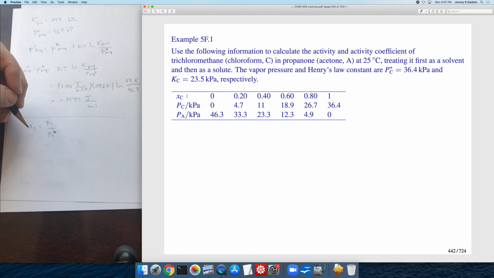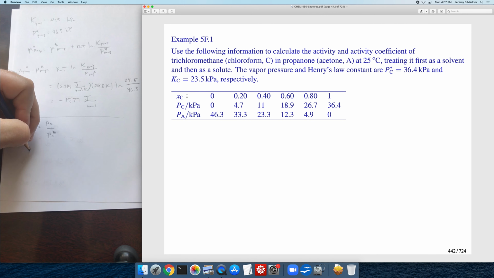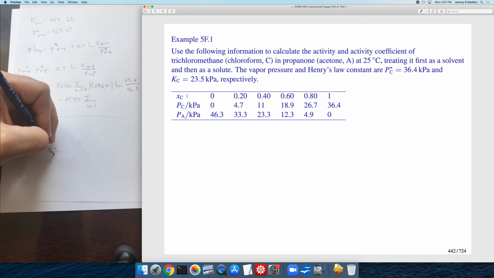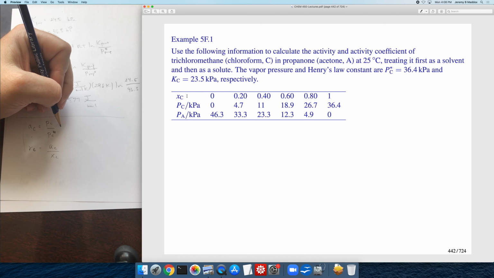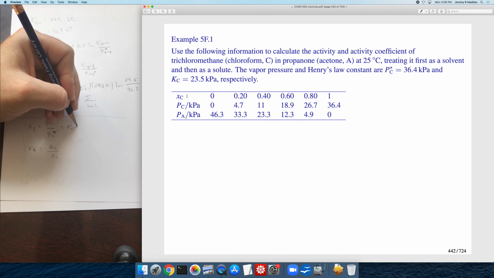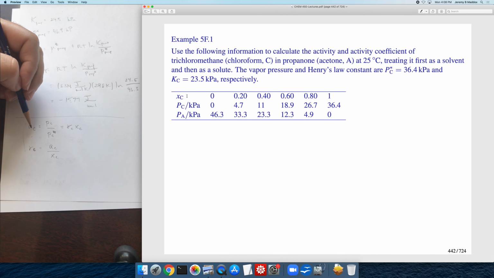You could also calculate then the activity coefficient of chloroform, which is going to be the activity of the chloroform divided by the mole fraction of the chloroform. So you could also plot this quantity here. So you could plot these two quantities. This would be treating chloroform as if it were the solvent, because I'm using Raoult's law. Here, I'll write it like this. This is the Raoult's law reference.